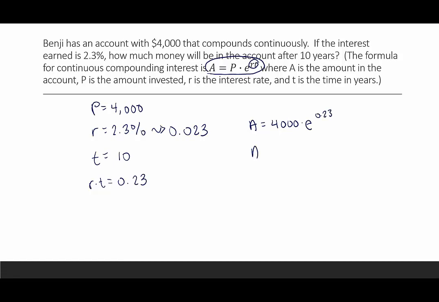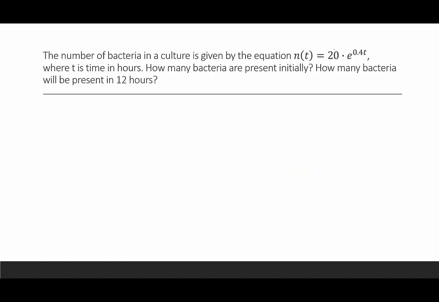And when we do this calculation, we're going to make sure we round to the nearest penny because this is money after all. And after 10 years, Benji's going to have $5,034.40 in this account. So we can see the original $4,000 that he invested, and the interest earned was $1,034.40. Not bad, huh? Let's look at one more example.